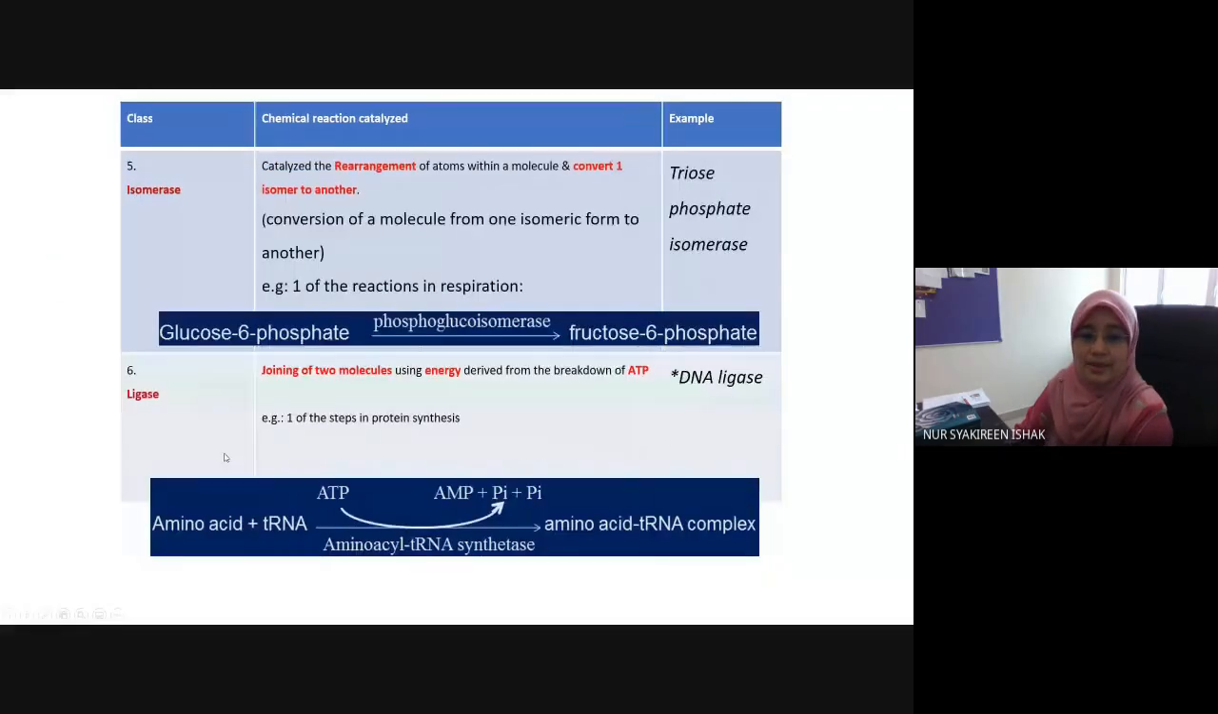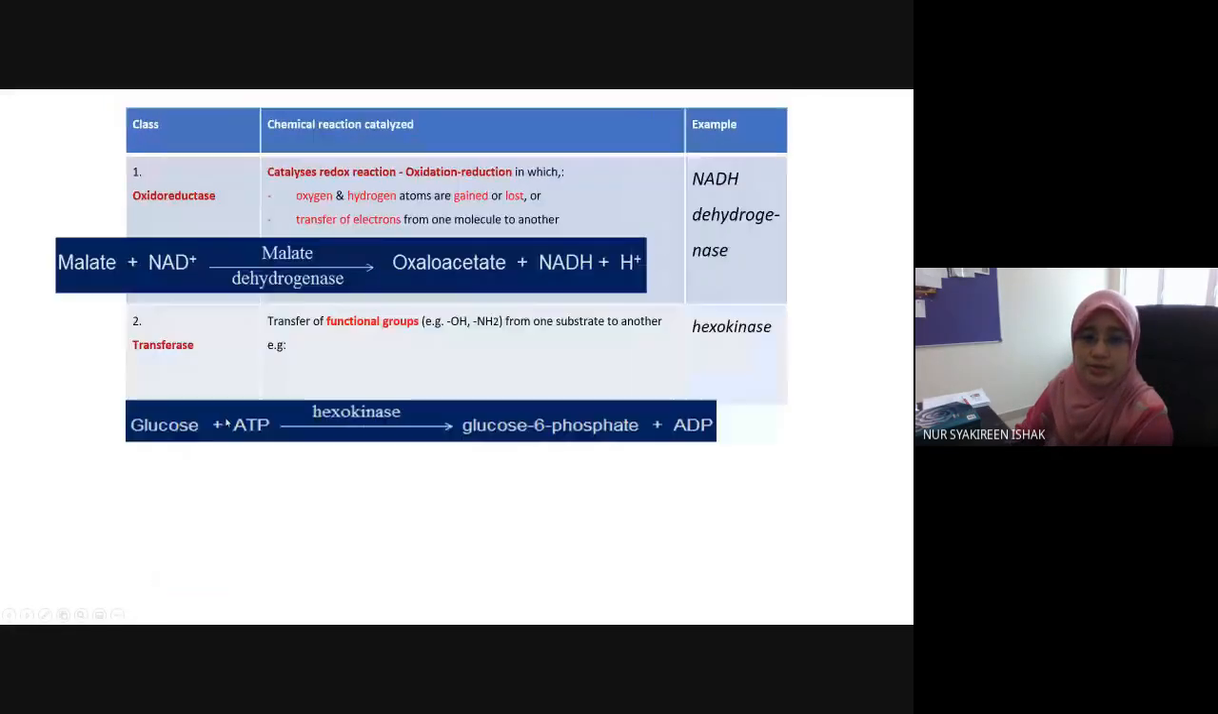Yang ini dalam stage glycolysis. Ini dalam stage Krebs cycle. Okay, Krebs cycle. Cellular respiration ada several steps. Kita ada glycolysis, kita ada link reaction, kita ada Krebs cycle, kita ada electron transport chain. Okay, so yang ni dalam glycolysis, ini dalam Krebs cycle.